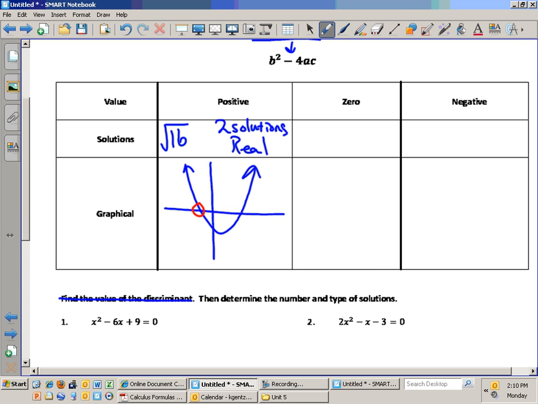So we have x-intercept and x-intercept. So two real solutions, that's what happens if you get a positive underneath the square root sign.